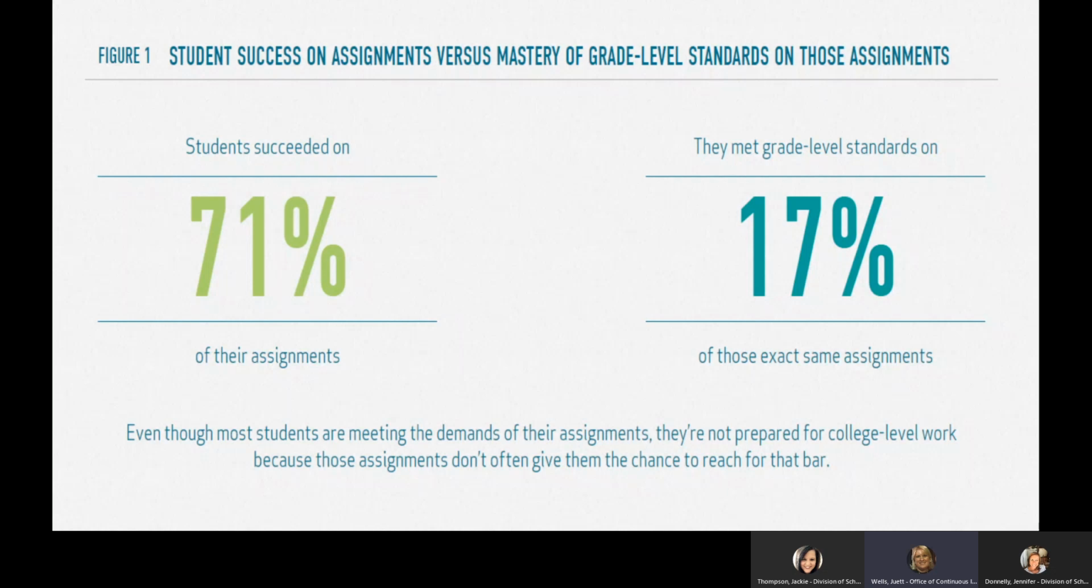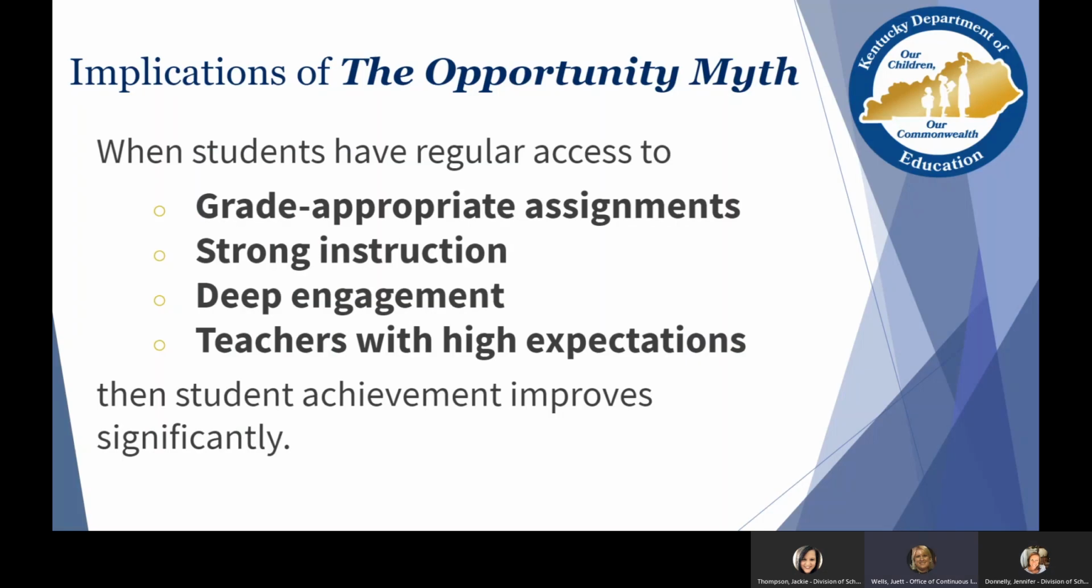If our students can make A's and B's and have success on our assignments, yet once they get to those benchmarks, they're not hitting those, then there's a problem there. There's an alignment problem or a congruency problem. So the implications, as I said, for us as educators are we've got to figure out what we can do to close that gap between that 71% success rate on assignments, but only 17% success rate on benchmarks.